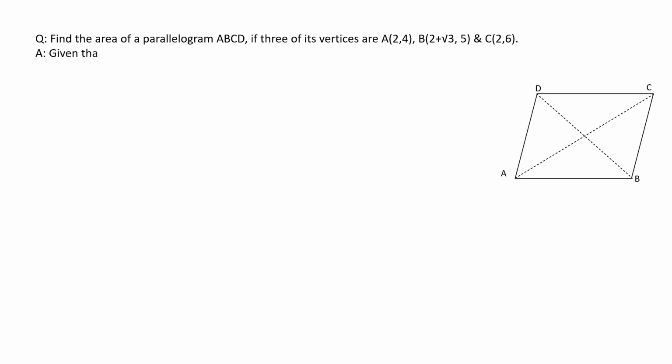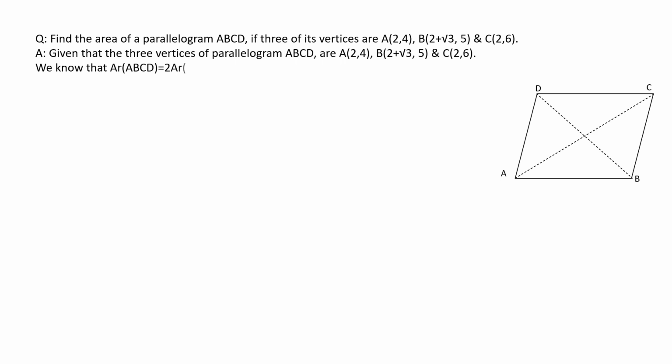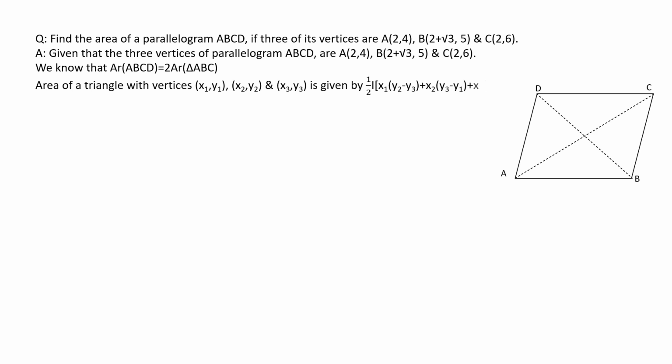Find the area of a parallelogram ABCD if three vertices are A(2, 4), B(2 plus root 3, 5), and C(2, 6). So here in the parallelogram ABCD, only three vertices are given. We know that the area of quadrilateral ABCD is twice the area of triangle ABC. So the area of a triangle with vertices (x1, y1), (x2, y2), and (x3, y3) is given by 1/2 determinant of x1 into (y2 minus y3) plus x2 into (y3 minus y1) plus x3 into (y1 minus y2).